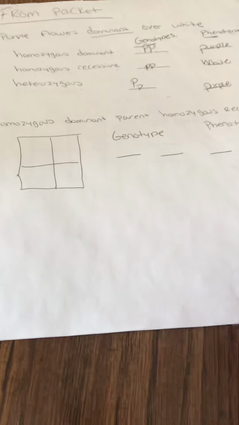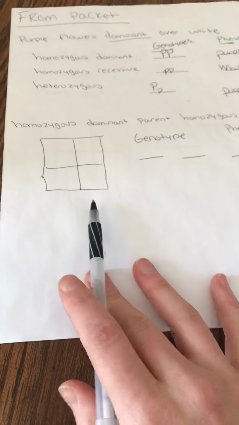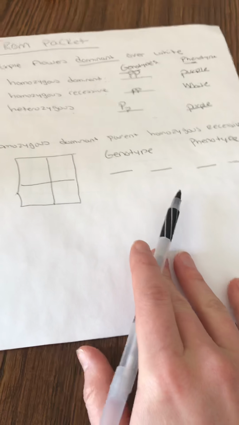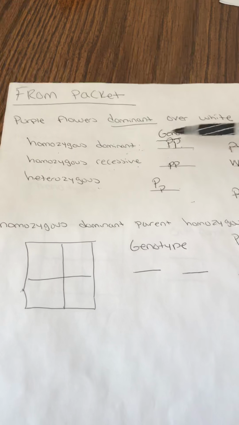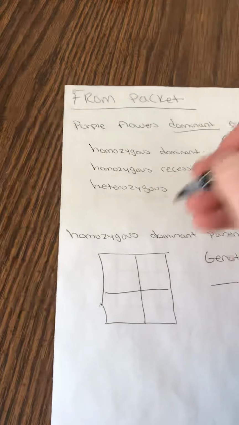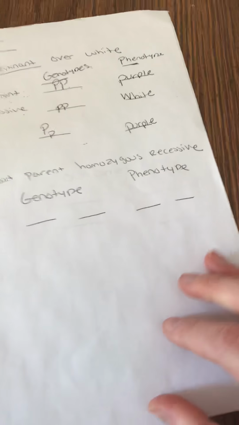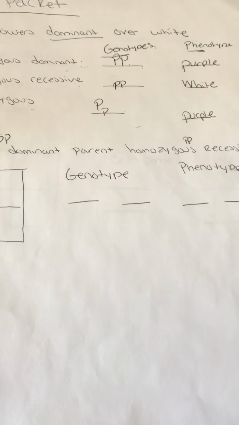So now we have to go down to this practice problem where it says there's a homozygous dominant parent and a homozygous recessive parent. We need to make the Punnett square, determine the genotype in the percent and the phenotype in the percent. So homozygous dominant, which is really great because we just said up here what that looks like. So I always like to write above my problem what that's going to look like so I don't forget. And a homozygous recessive, which up above we already said was little p, little p.